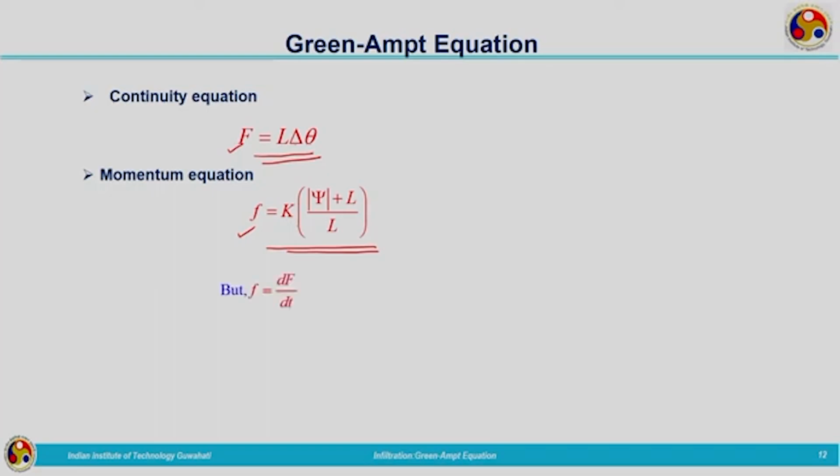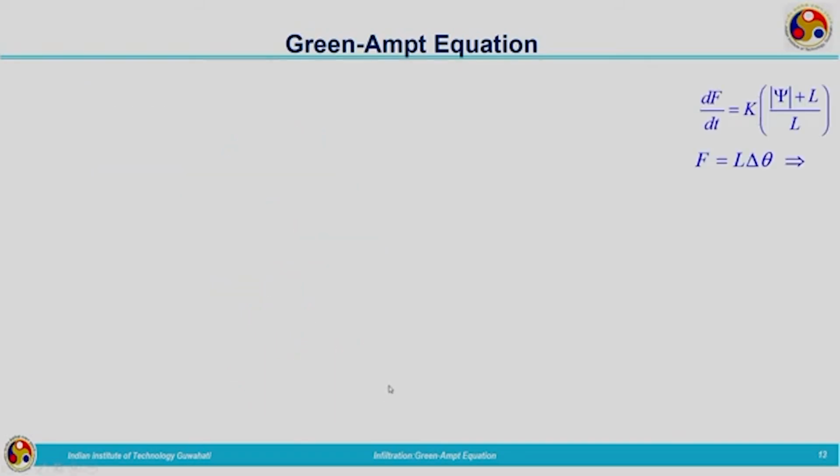But we know that small f, that is the infiltration rate, is nothing but the differential of the cumulative infiltration with respect to time. Small f is equal to dF divided by dt. So, dF by dt is given by K psi plus L divided by L. So, this equation we need to look into again. These are the two equations. dF by dt is equal to K psi plus L divided by L, and our continuity equation is giving the cumulative infiltration, that is capital F is equal to L delta theta.